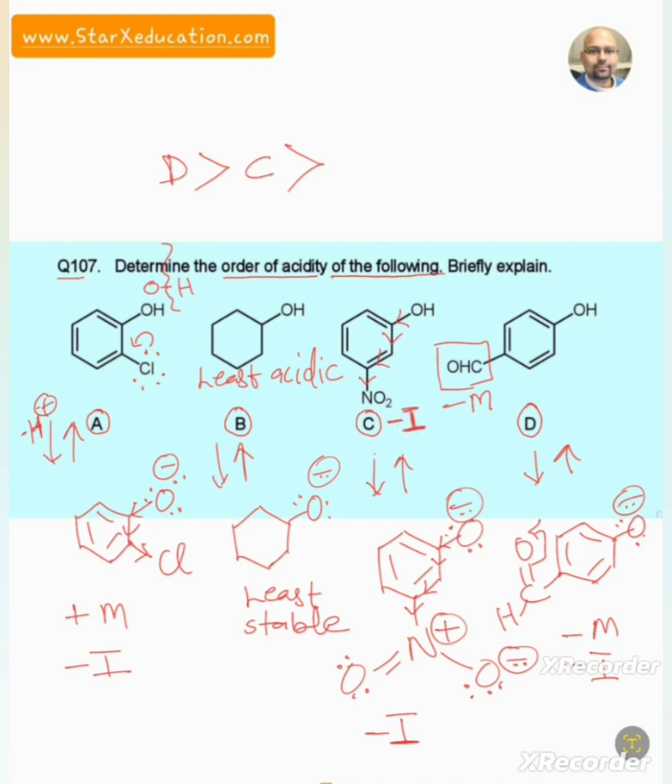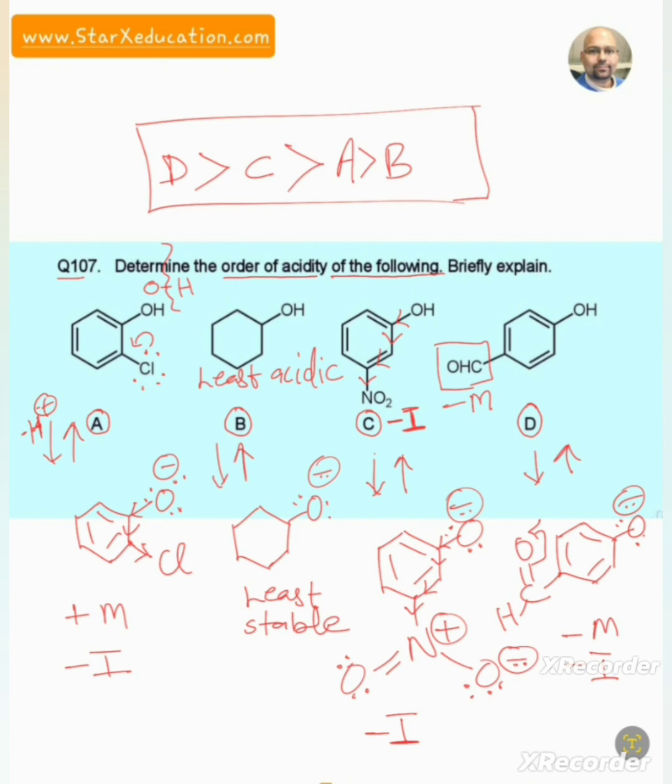And in case of A, the stabilization of negative charge is by a very strong inductive effect of the chlorine atom. So the order of acidity is A is more acidic than compound B, which is the regular alcohol, and we know that alcohols are mildly acidic.